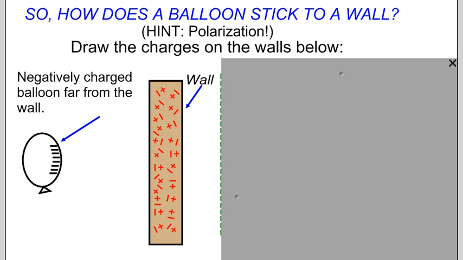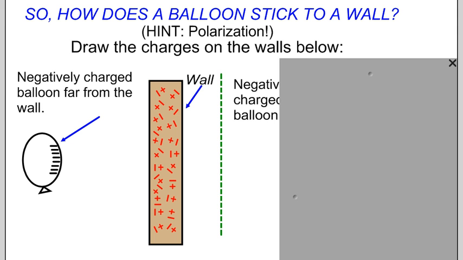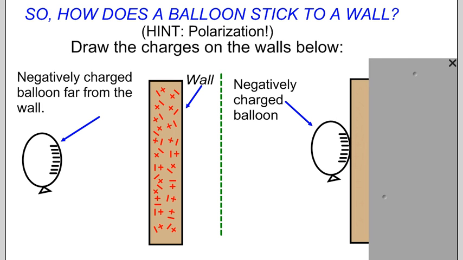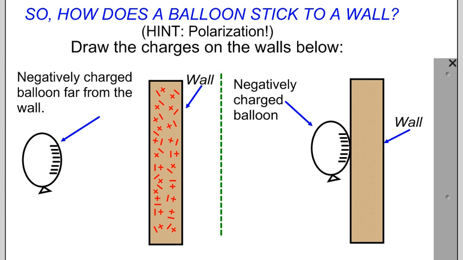But then, as we bring the negatively charged balloon into the wall, take a moment, think of what would happen. And the answer is the following. The negative charges on the balloon repel some of the negative charges in the wall, and they move away, leaving that side of the wall near the balloon looking positive, but just that small portion of the wall.